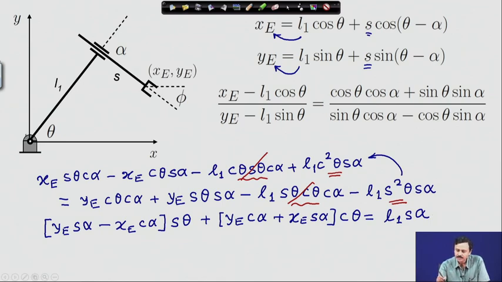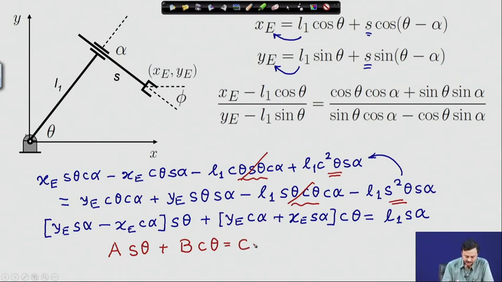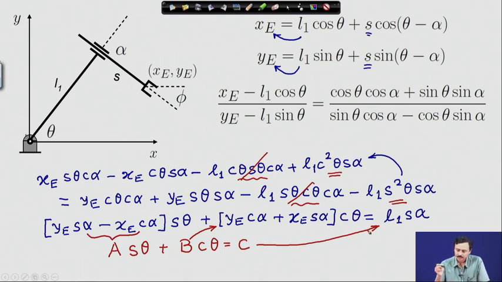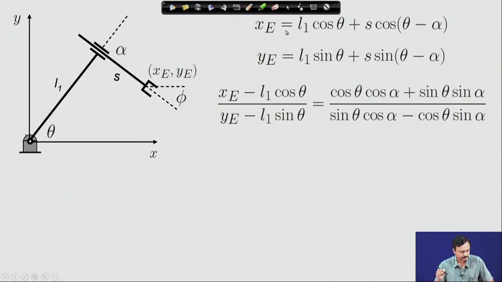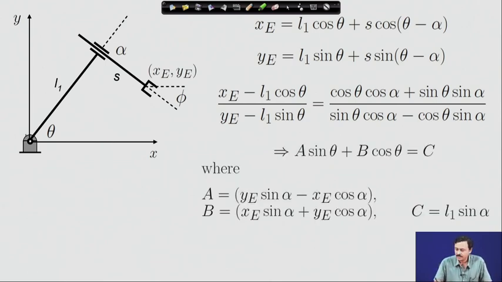So, we have this new equation which can now be written as A sin theta plus B cosine theta is equal to C with the appropriate definitions. So, this is A, this bracketed quantity is B and that is C. Let me now represent this formally. A sin theta plus B cosine theta is equal to C as we have obtained, and these are the definitions of A, B and C.